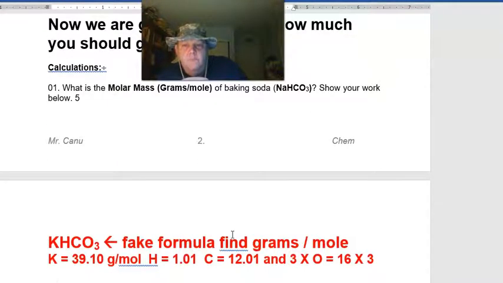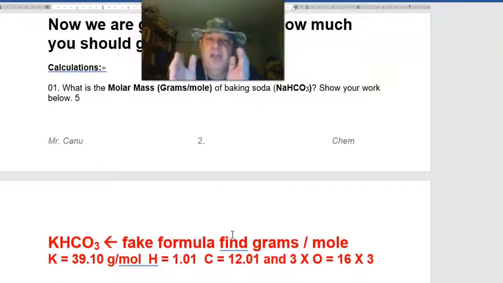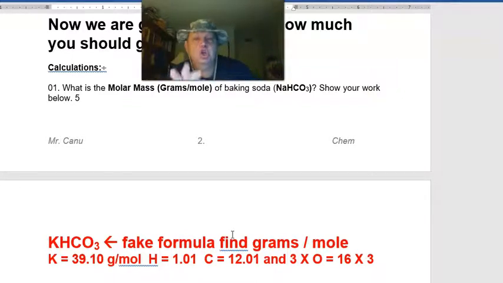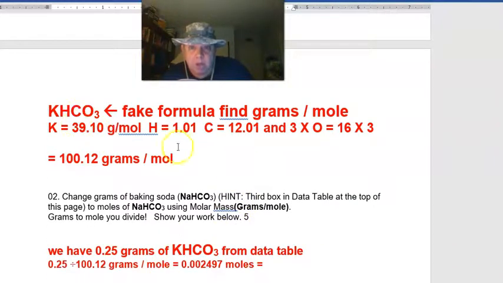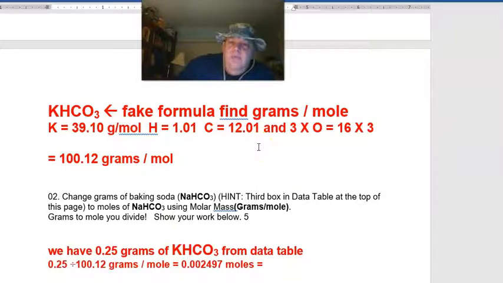Okay. So our first one is what is the molar mass, the grams per mole of baking soda? In this case, it's our KHCO3. And we're going to show the work. You got to show the work, guys, otherwise it doesn't count. So here you go. Right here. Okay, so we have our fake formula.